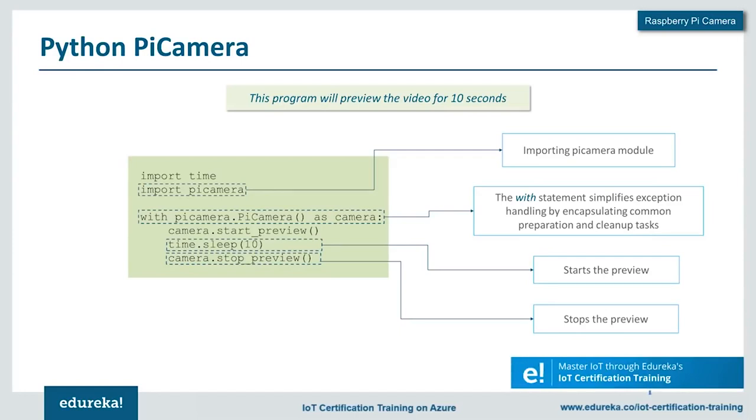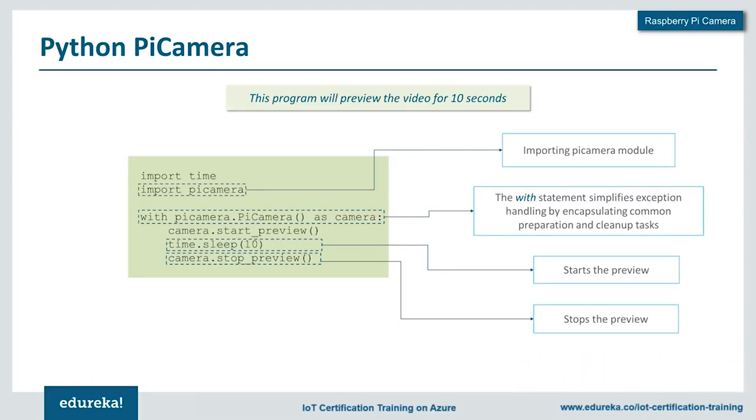Now, if I use the command camera.startPreview, it's going to give me a preview of what my camera is seeing. And I call a sleep for 10 seconds. This in turn will ensure that for the next 10 seconds, the camera preview is on. Once that's done, I'm going to stop the preview. So what I have here is a preview of what my camera is seeing for 10 seconds as well. But this is not where it's restricted.